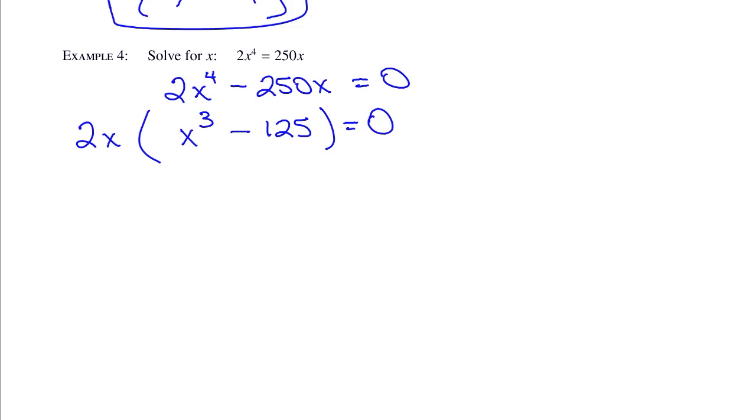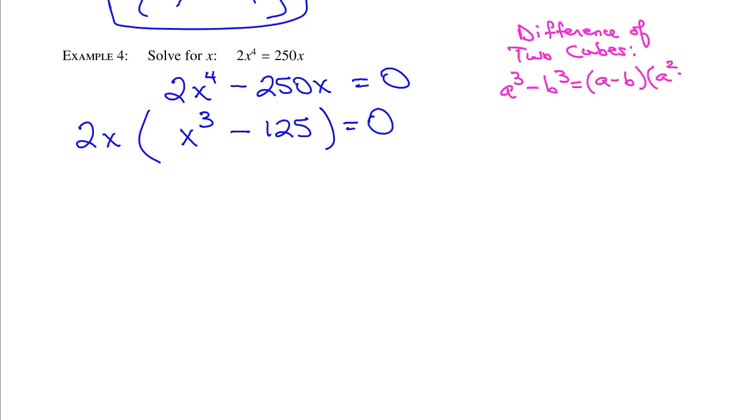And then notice that the second factor is x cubed minus 125. I'll remind you that this is called the difference of two cubes. And the formula for the difference of two cubes is a cubed minus b cubed is equal to a minus b times a squared plus ab plus b squared. So if you've forgotten that, make sure you remember that.